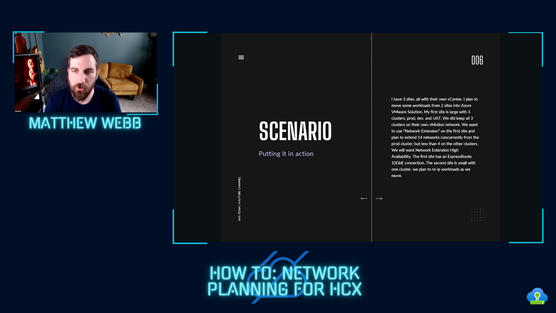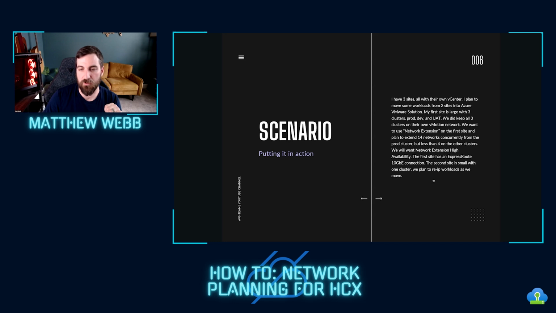I have 3 sites, all with their own vCenter. I plan to move some workloads from 2 sites into AVS. My first site is large with 3 clusters. I have prod, dev, and UAT. We did keep all 3 clusters on their own separate vMotion network. We want to use network extension on the first site and plan to extend 14 networks concurrently from the prod cluster, but less than 4 on the other clusters. We will want network extension high availability. The first site has an ExpressRoute 10 gig connection.